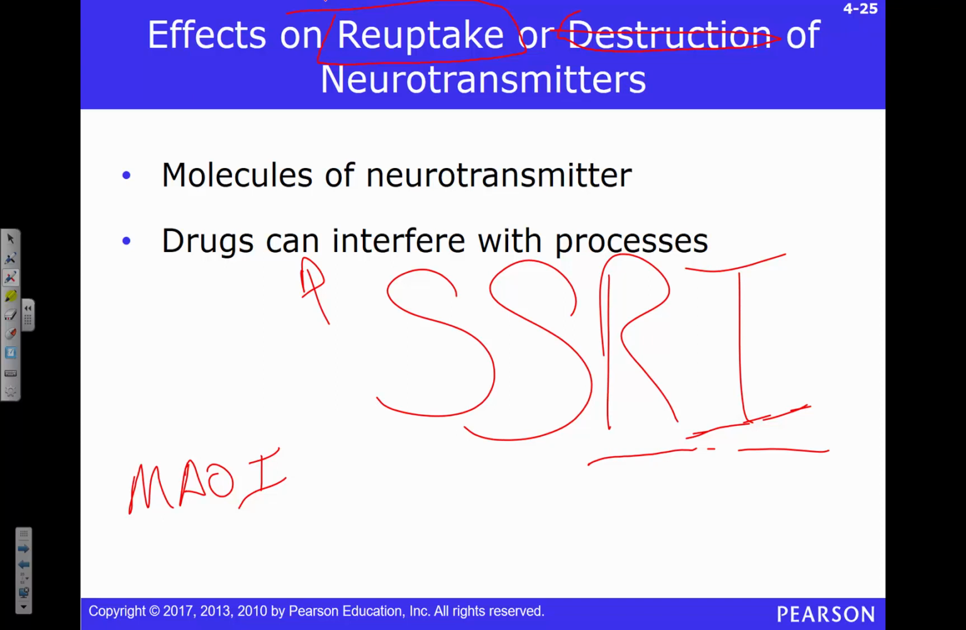So, if we are inhibiting the effect of monoamine oxidase, that means we are, again, increasing the likelihood that dopamine is going to be out there doing its business, right? Okay? Does that work? So that's pretty awesome. Questions about that?